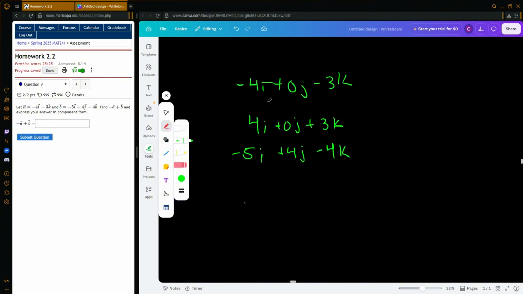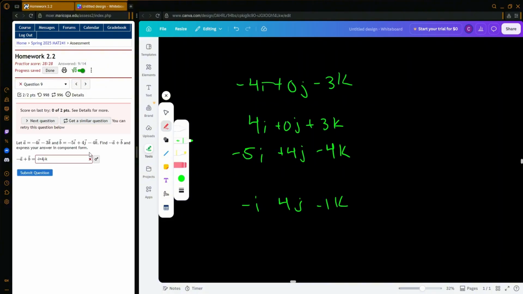Okay, so when you add those, you'll get -I, 4J, -1K. So it's -I plus 4J minus K. How does it want it? Okay, it's giving it in IJK, but it wants it in vector form. -1, 4, -1.